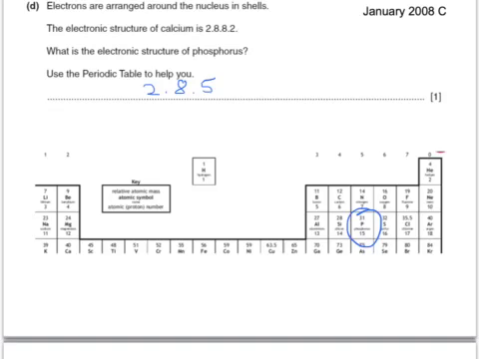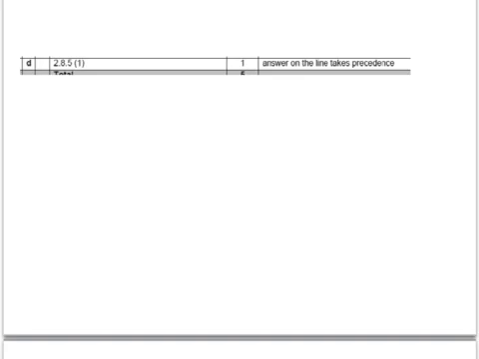Now that must be right because it's in the 3rd period, 1, 2, 3 shells, and it's in group 5, which means there's 5 electrons in the outer shell. And there's our answer, 2, 8, 5.